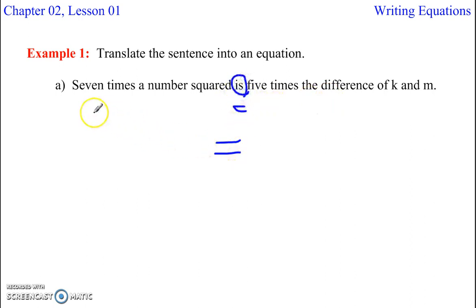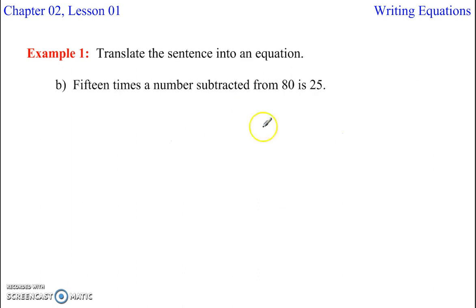That means equals. So we have 7 times a number squared is equal to 5 times the difference of k and m. So the difference of k and m, we have k and m, and 5 times that difference.